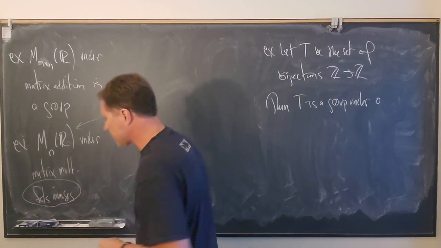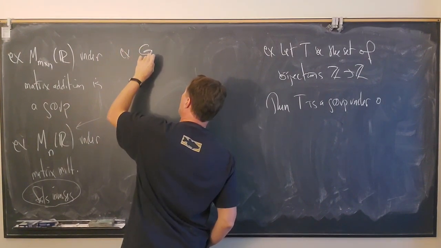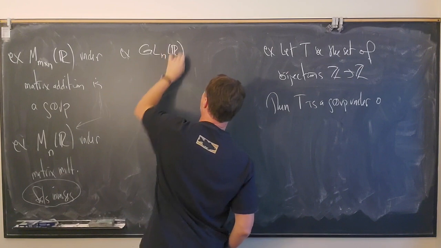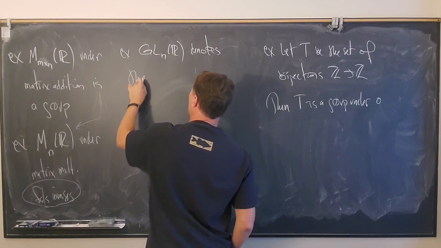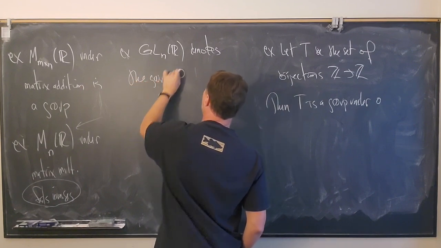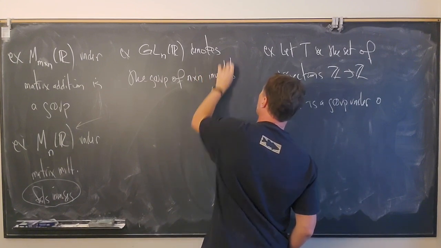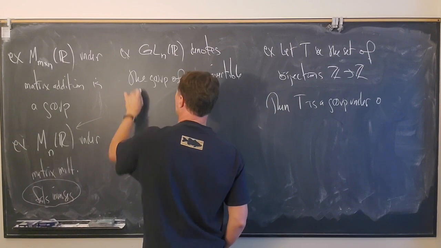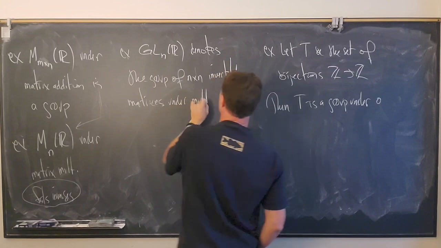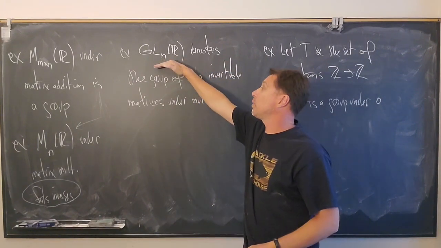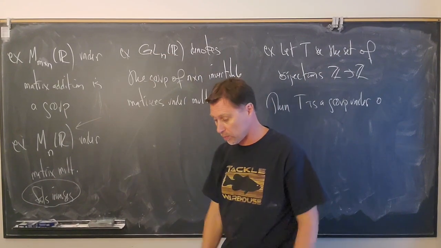And so here is some standard notation. GL_n(R) denotes the group of n by n invertible matrices under multiplication. So anytime we see this symbol right here, we are talking about the group of n by n invertible matrices under the operation of multiplication.